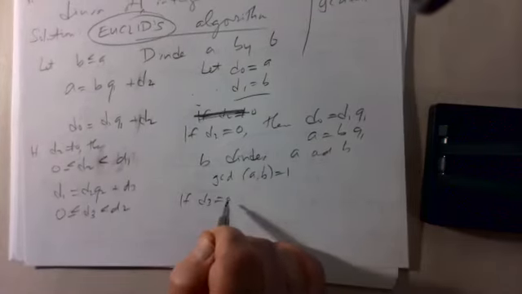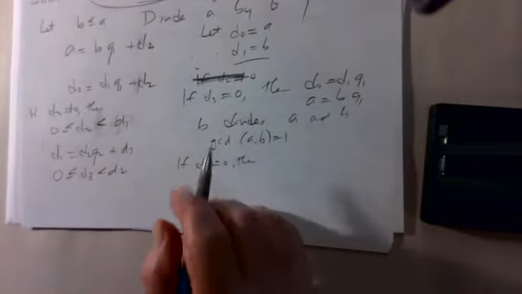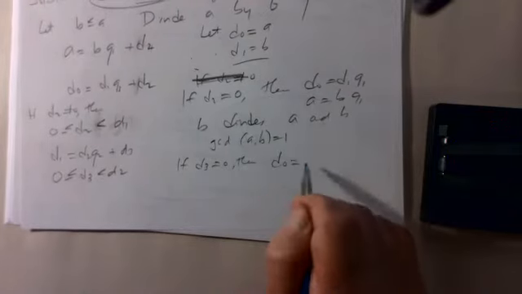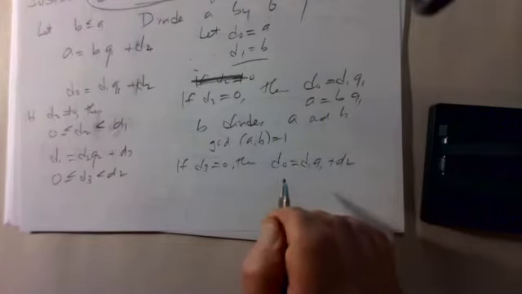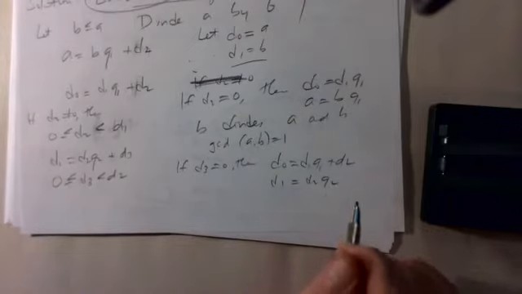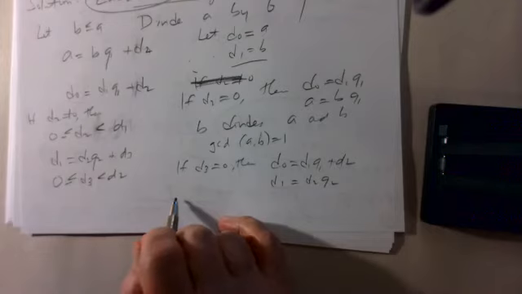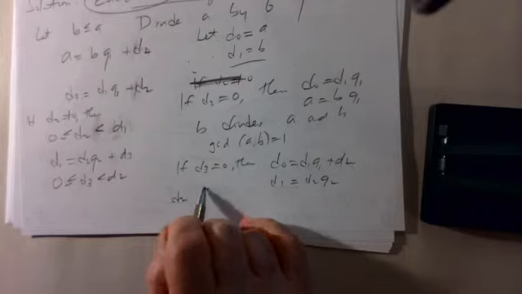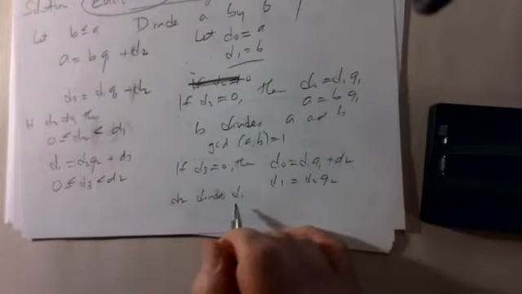And if D3 is 0, then what do we have? We have the following equations. D0 is D1 Q1 plus D2. D1 is D2 times Q2. So if you look at this, what does this say? It says D2 divides D1.